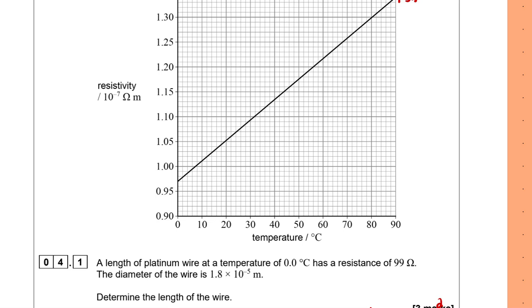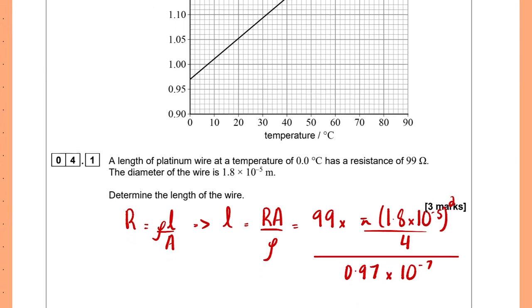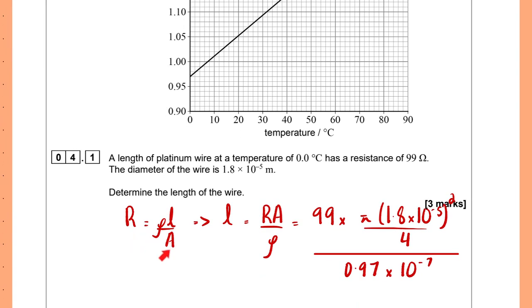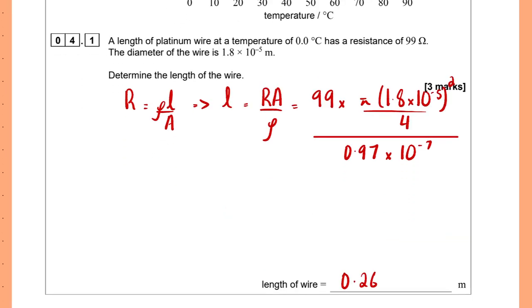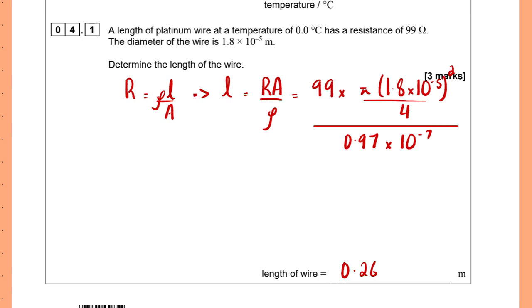The resistance of the platinum wire is given at 0 degrees Celsius, and I can read off the resistivity. The diameter is given, so I can find the area, and I can then find the length using the relationship R equals rho L over A. So L equals RA over rho, and then I just rearrange. The length in this part turns out to be 0.26 meters.